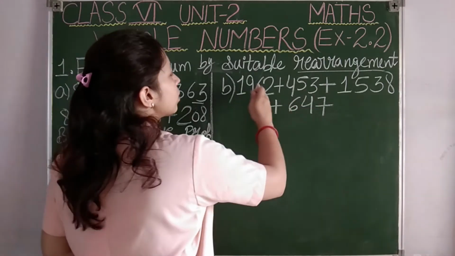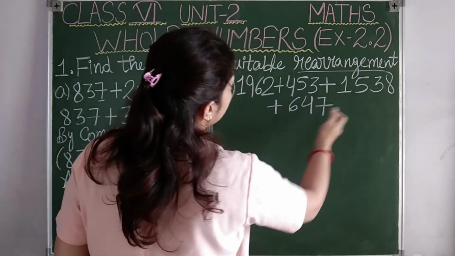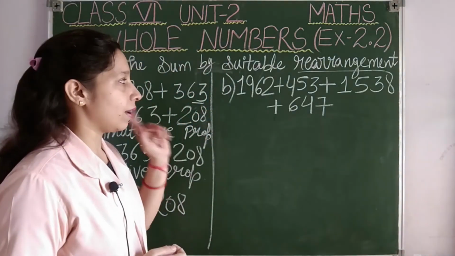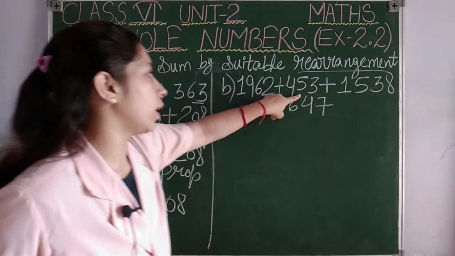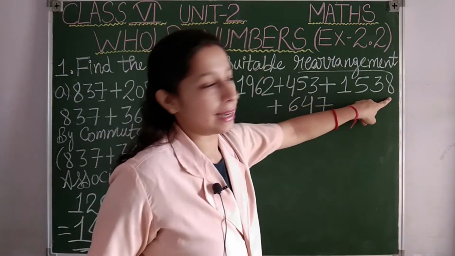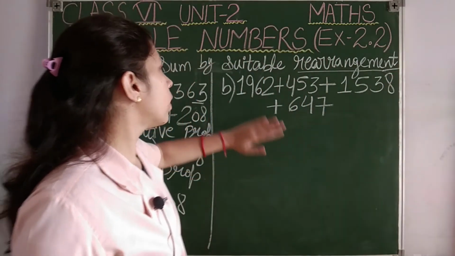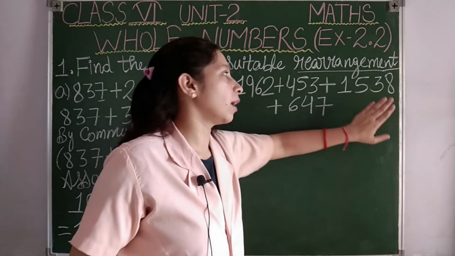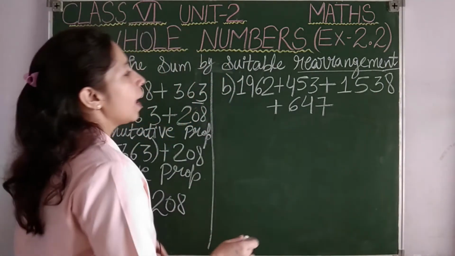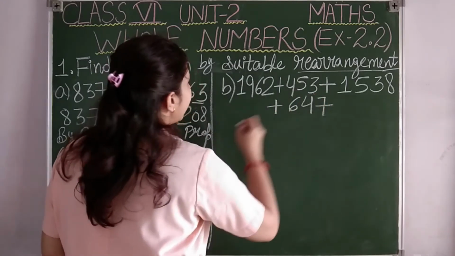1962 plus 453 plus 1538 plus 647. Logic: take the ones digit and add. 2 plus 3, 5. Okay. 2 plus 8, 10. Here I am getting 10. So what I will do now, I will write 1962 plus 1538, means I will change the order of the numbers given. And also you can see 3 plus 7, 10. So let us write this together.